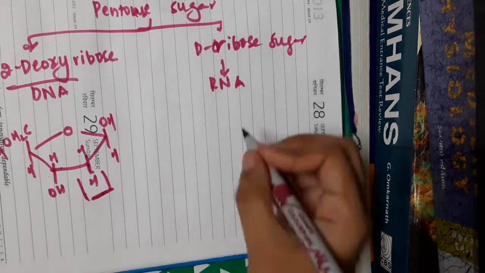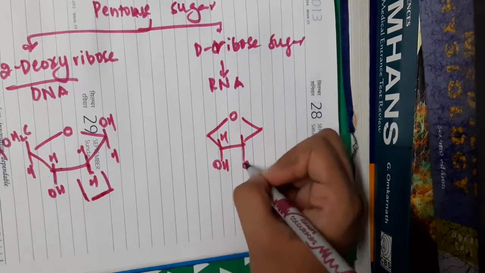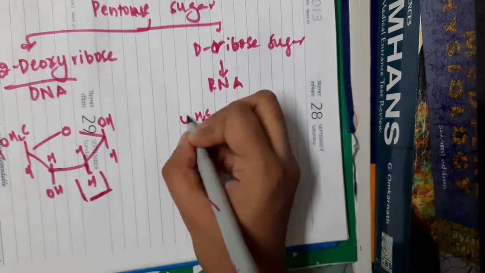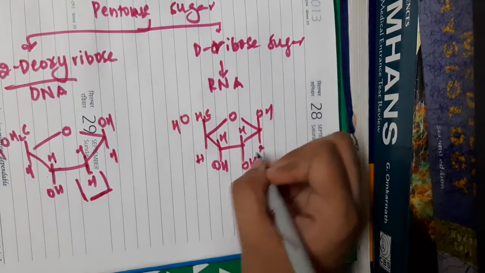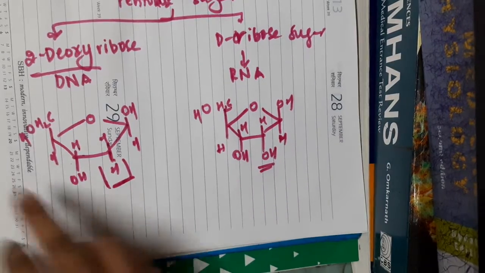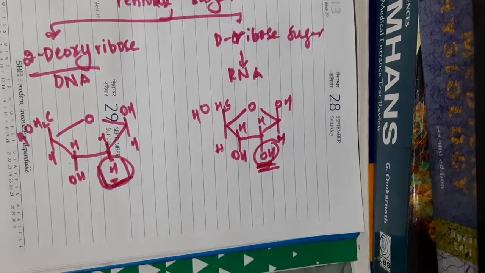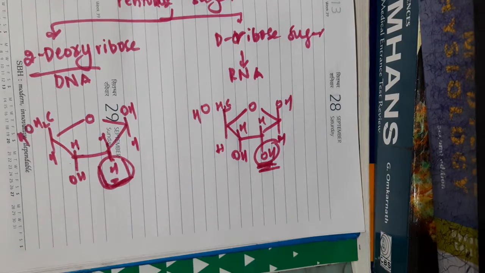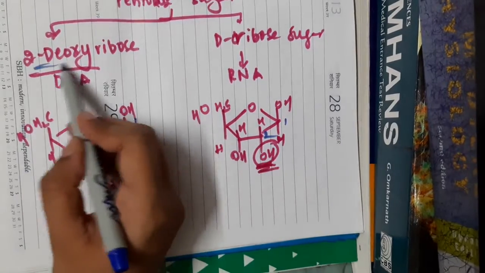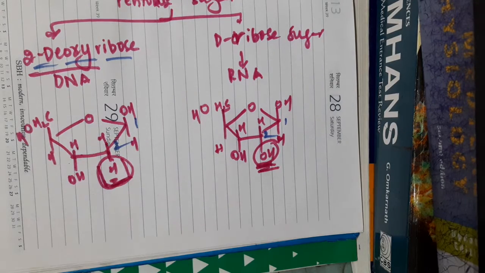I will draw ribose so that you get a clear idea. Everything is similar in both these sugars, but only in the second position. Here you will see the presence of an OH group, but here you will see the absence of oxygen. That is the reason why we call it 2-deoxy, because this is 1, this is 2. So 2-deoxyribose is in DNA, whereas ribose is present in RNA.